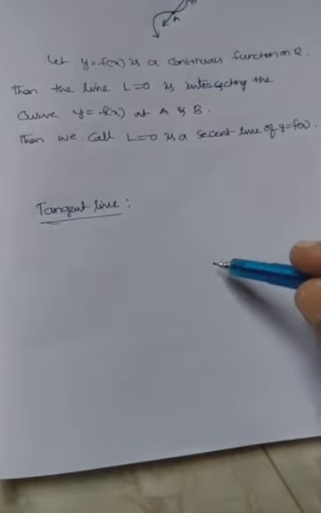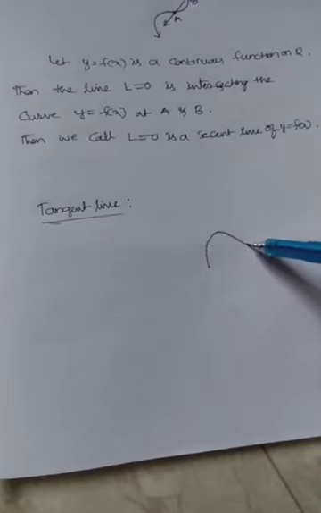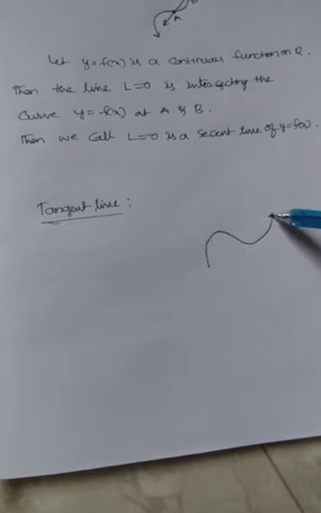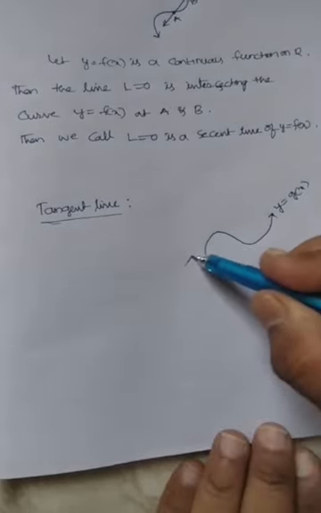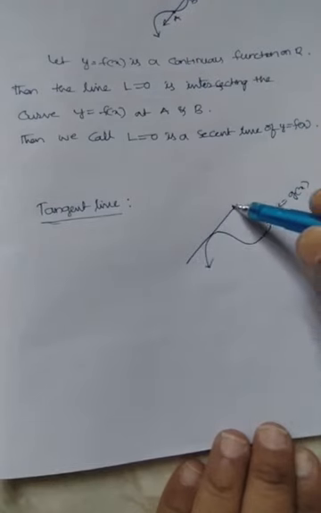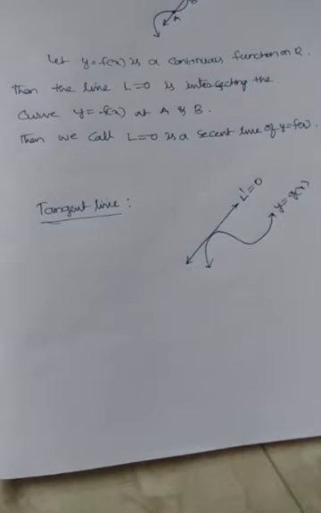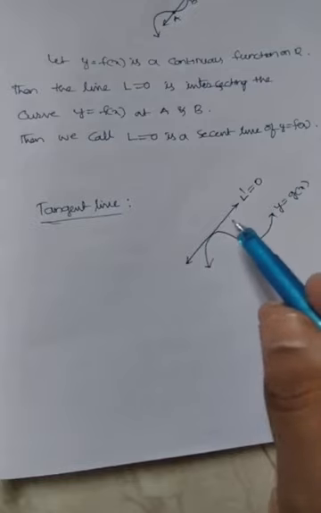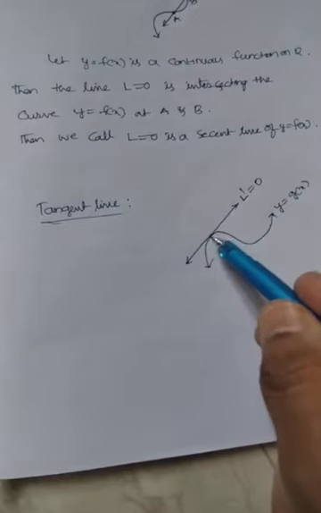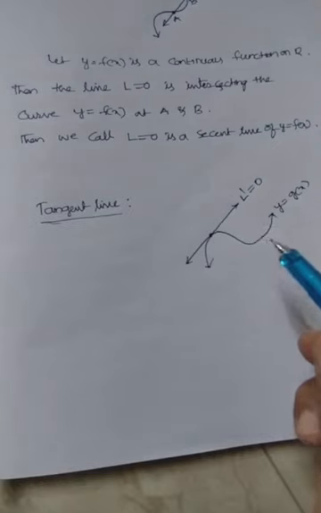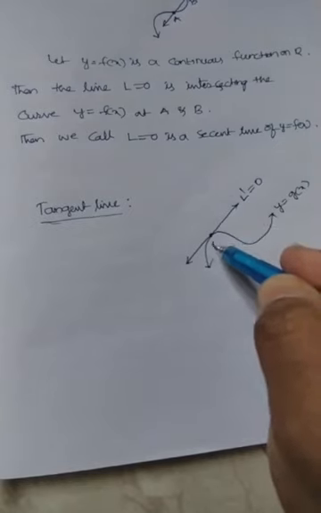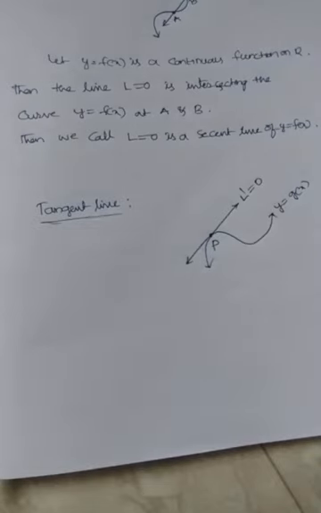Let us suppose we have a curve like this. This is y = g(x), our curve. Now this is the line I am drawing here, L' = 0. Now you can observe the line is just touching the curve at this point. Let us assume that point is P.